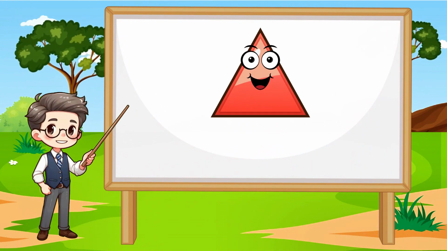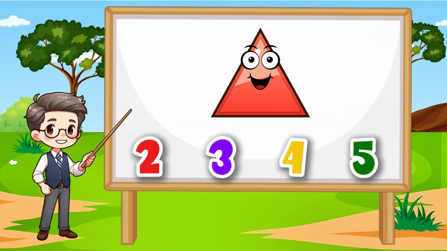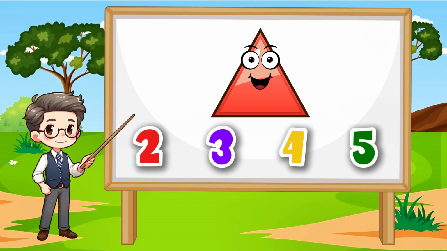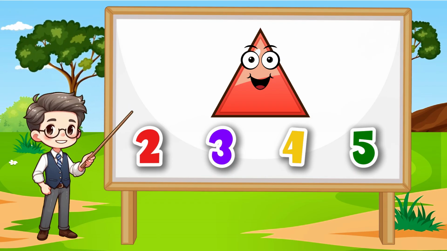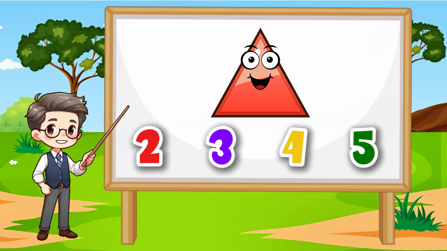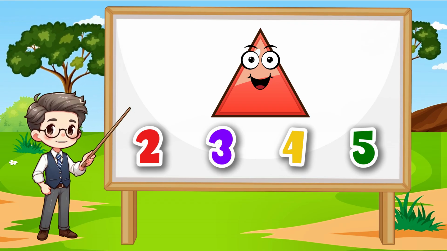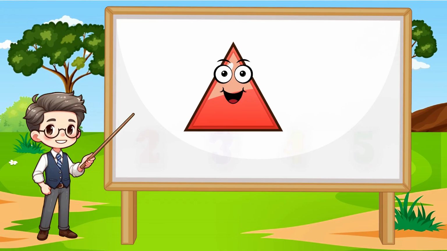How many sides does a triangle have? Is it 2, 3, 4, or 5? And the answer is 3.